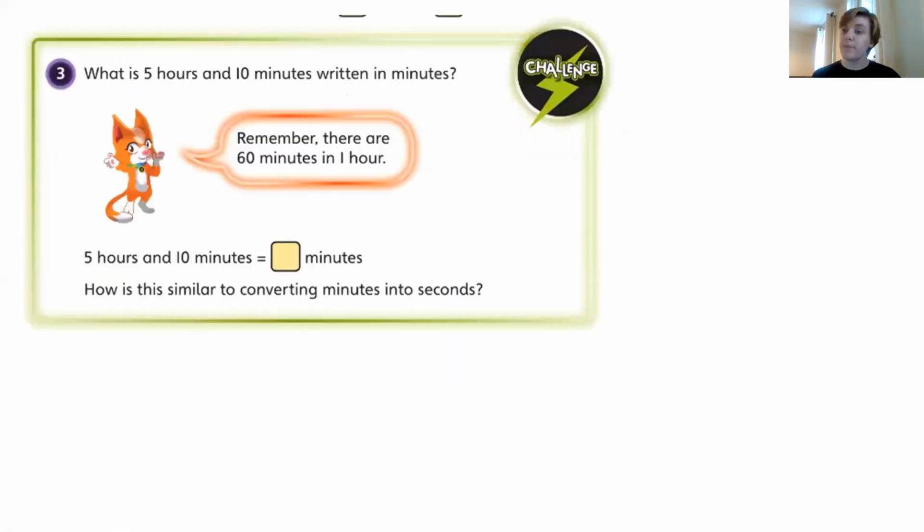Okay, for your challenge today, what is 5 hours and 10 minutes written in minutes? Remember, there are 60 minutes in 1 hour. So 5 hours and 10 minutes equals how many minutes? And then a bit of reasoning for you. How is this similar to converting minutes into seconds? So if you're feeling up to this, come back and have a go when you've finished your practice book work. Okay, good luck.